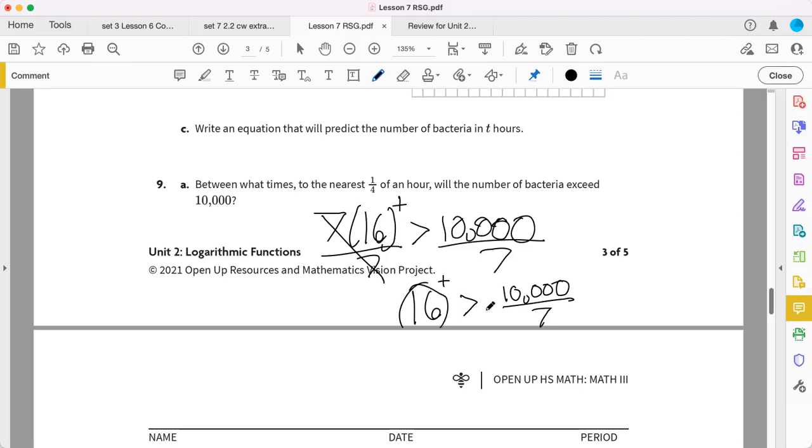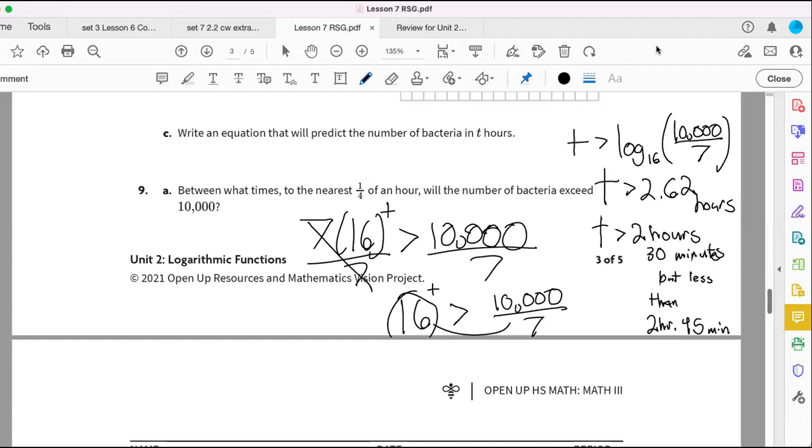And yes, you can go back to log form, so go for it. And this is going to say that the number of hours is approximately log 16 of 10,000 over 7. And I will calculate that for you in a second. So with the powers that be, this is going to be approximately 2.62 hours.